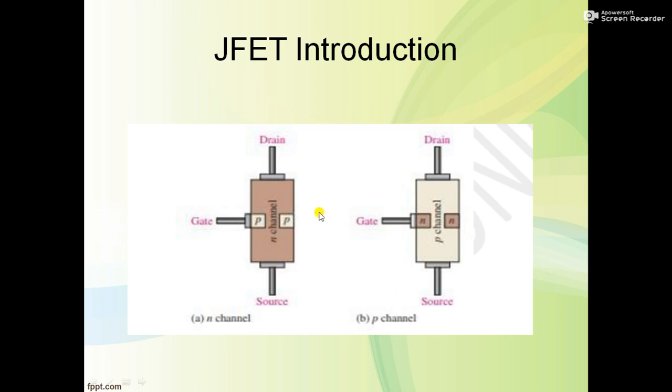So these are the two structures of the JFET. According to the channel, we classify them into N channel JFET and P channel JFET. In the N channel, there is a channel between two p-type semiconductor materials, and similarly in the P channel JFET, the channel region has two n-type semiconductor materials.